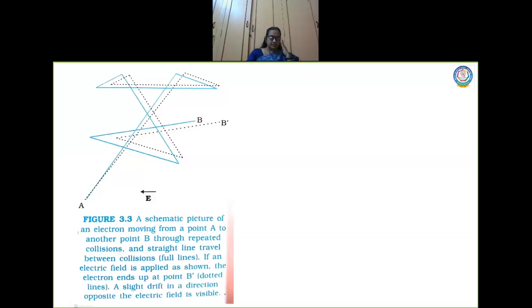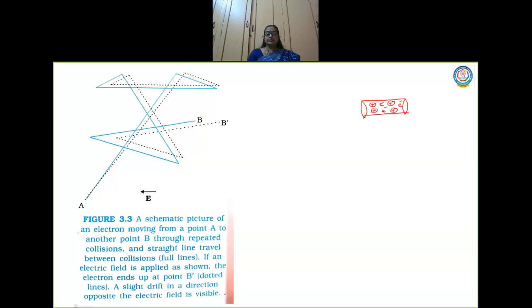Now, what happens to the electron? Let us consider a conductor like this. As you know, in metallic conductors you have positive ions. Whenever you talk about metal, you have both positive and negative charges. So positive charges and electrons are there, here and there you have electrons. So this is nothing but a metallic conductor.